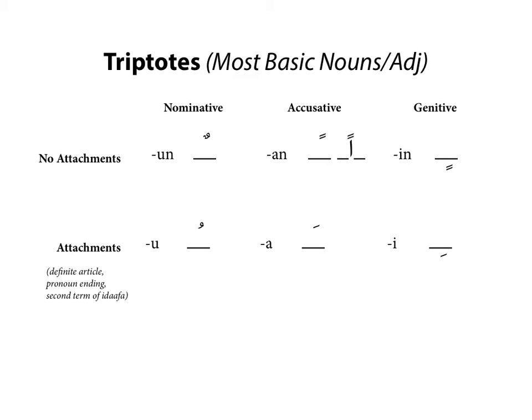Now notice that an sometimes is marked with an extra silent aleph. That aleph usually goes on the end of normal masculine words, but doesn't go, for example, on the end of feminine words with a ta marbuta. So you'll either see just the tanween, an, or the n with an aleph.